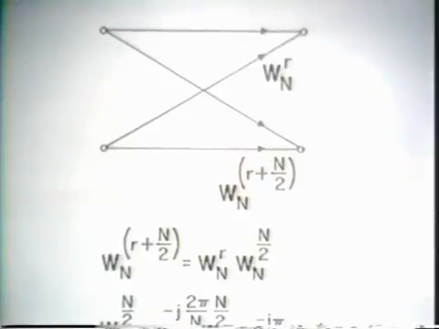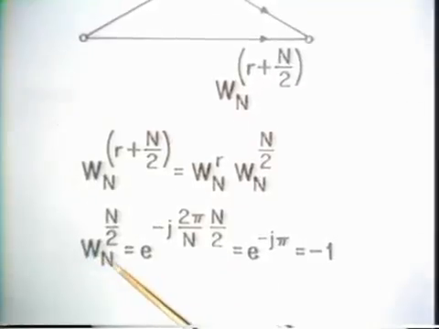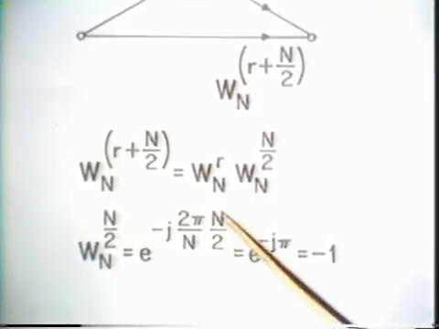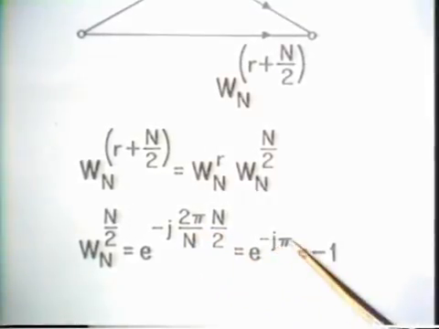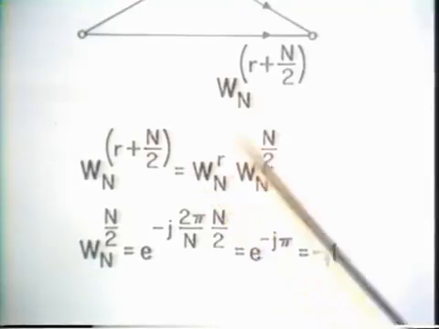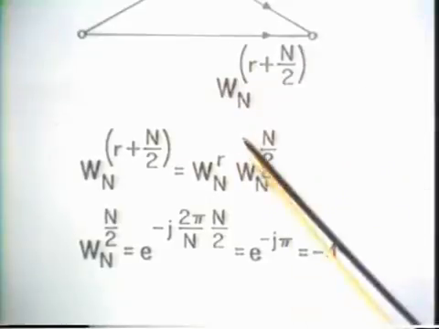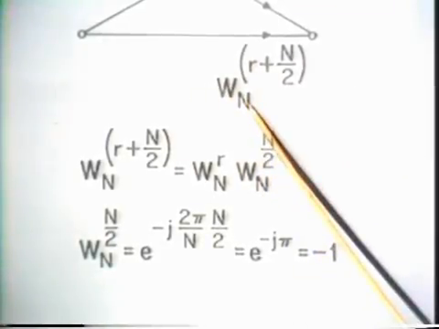W sub n to the n over 2, well, what is that? That's e to the minus j 2 pi over capital N, that's W sub n, raised to the n over 2 power. The capital N's cancel out. The 2's cancel out. We're left with e to the minus j pi, which is equal to minus 1. So then, in fact, this factor, or equivalently this factor, is equal to minus 1, or minus W sub n to the r.